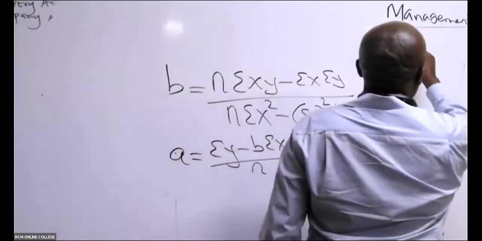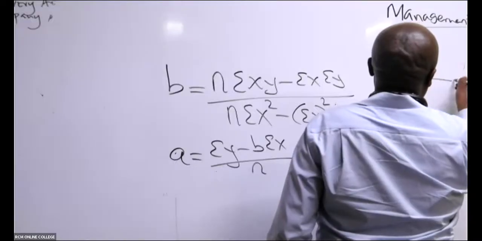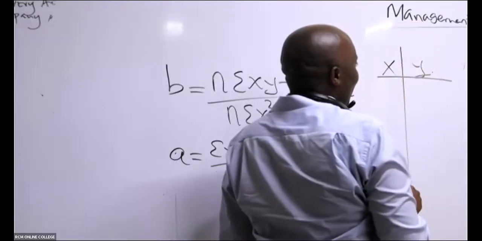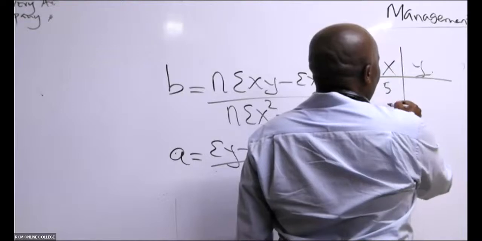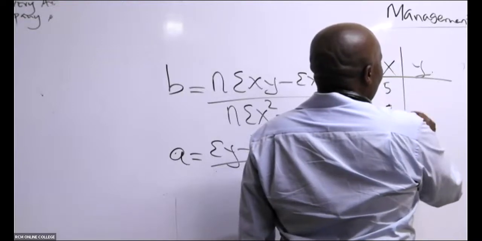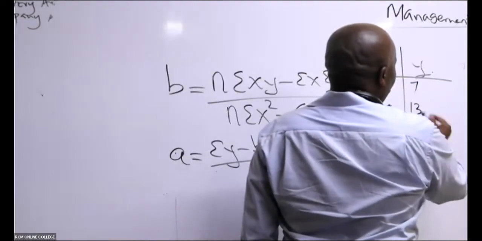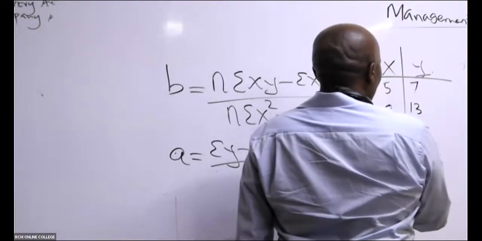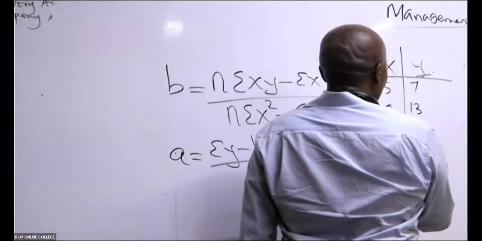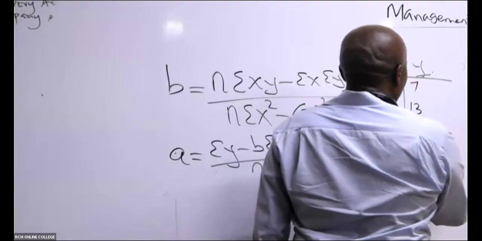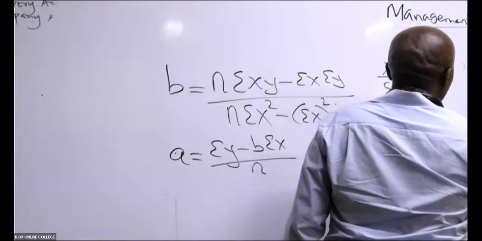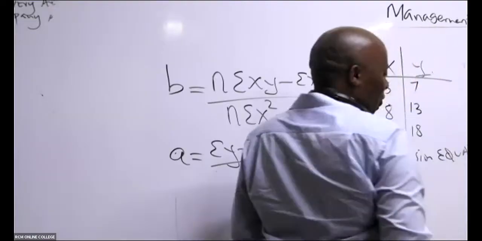So before we look at our past paper, I will give you a small illustration. We have x and y. x in this case is 5, 8, 11, and y in this case is 7, 13, 18. And we are told to give a regression equation.